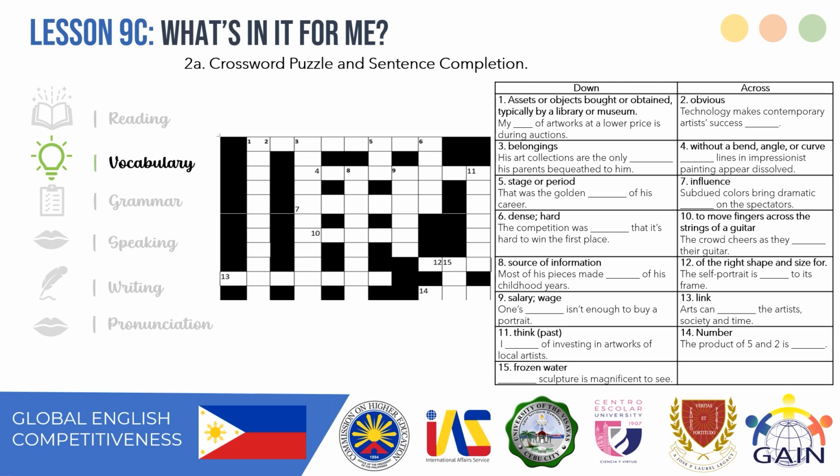For example, in number 1, assets or objects bought or obtained typically by a library or museum. This refers to acquisition. So the sentence would say, my acquisition of artworks at a lower price is during auctions. Okay, now pause the video and answer the rest of the items. And here are the correct answers.